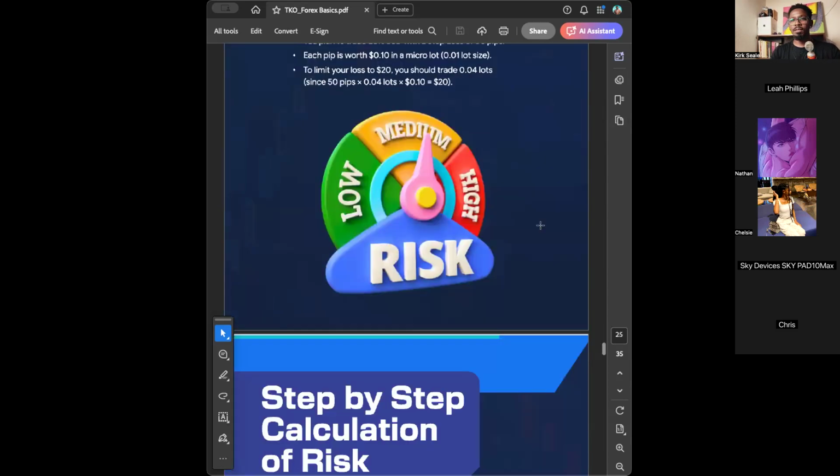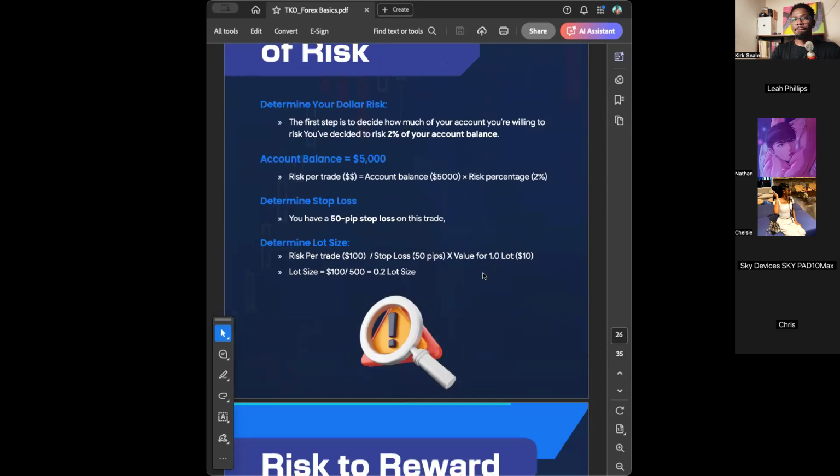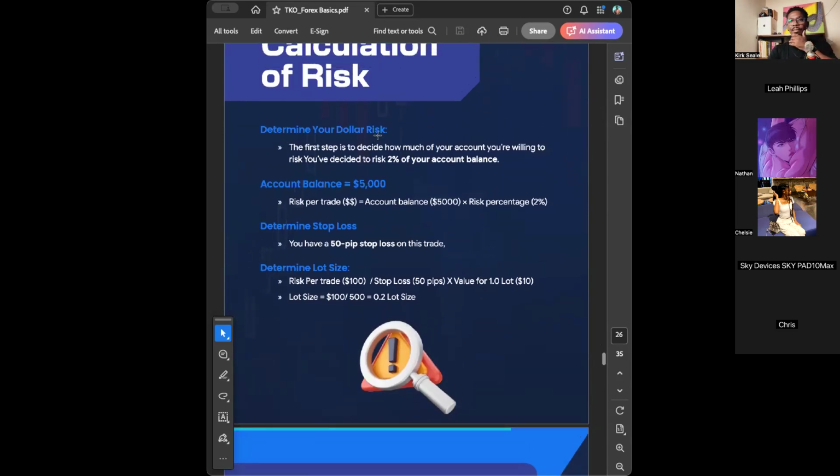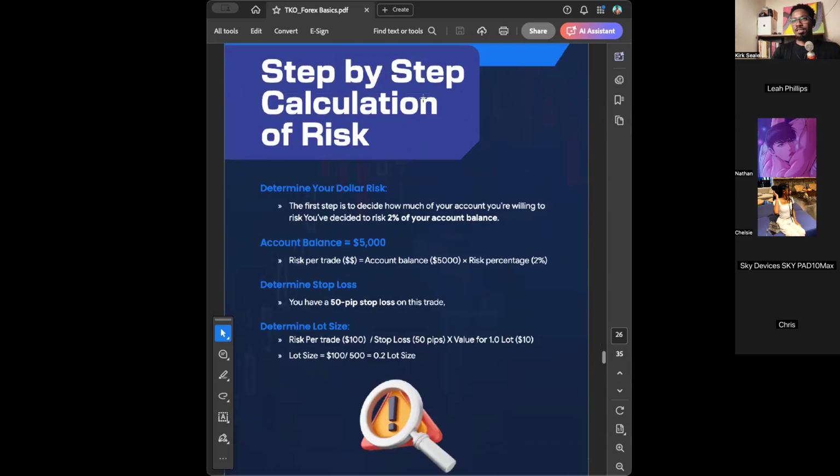All right, perfect. All right, so like I was saying, step by step calculation of your risk. Determine your dollar risk. We already did that here. We know our balance is $200. We know our risk per trade is going to be 3%. And then you got to determine what your stop loss is going to be. We're going to do some examples here just to make sure we got it.